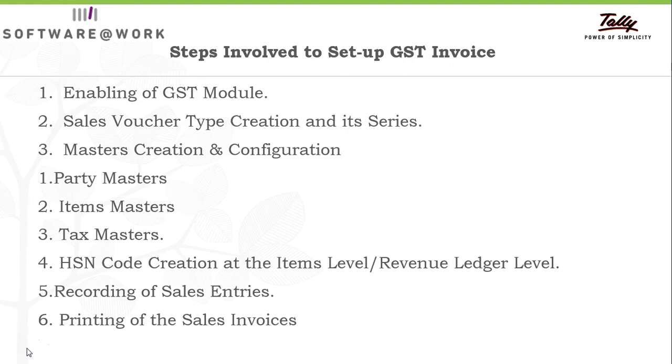We have to do the configuration and creation of the masters with respect to party masters, item masters and the tax masters. Then we have to map the HSN code at the item level, or if you are not maintaining inventory, then you can map the HSN code at the revenue ledger level. Then we have recording of the sales entries, how you can record the sales entries, and finally we can print the sales invoice.